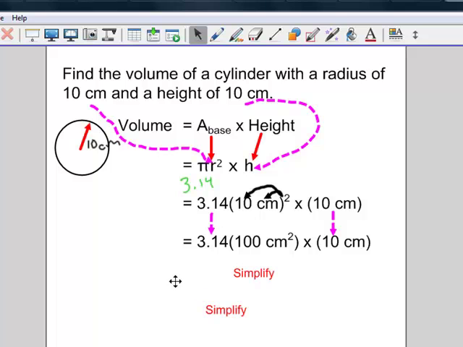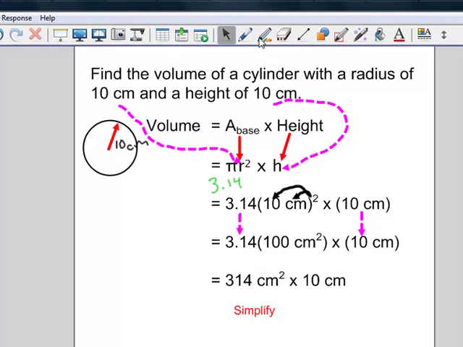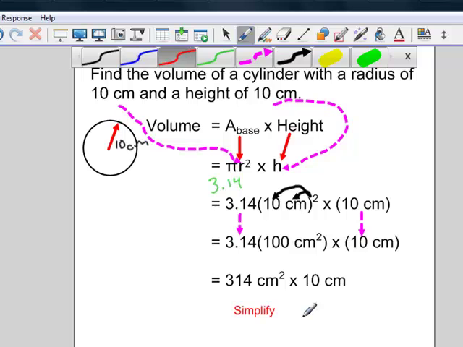The next thing we can do is simplify by multiplying. The order of our multiplication doesn't matter because that's all we have left to do. We have 3 numbers and we have to multiply them together. We'll multiply the 3.14 by 100 centimeters squared first because that's the first one we see. That leaves us with 314 centimeters squared multiplied by 10 centimeters.